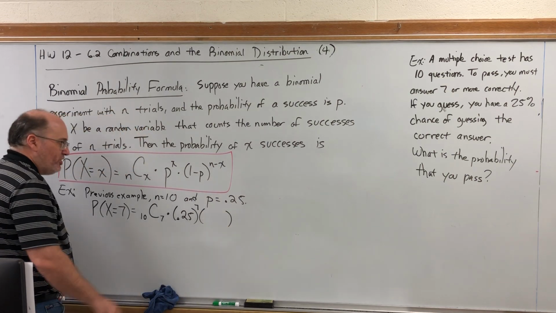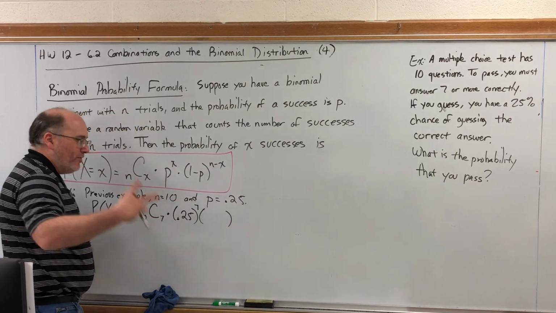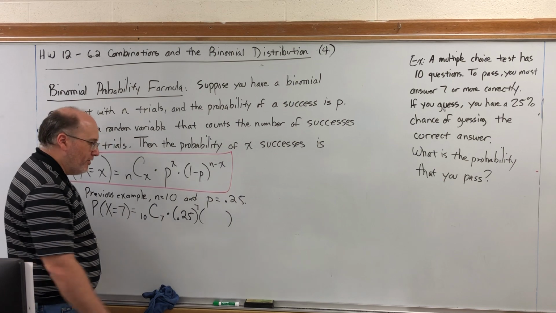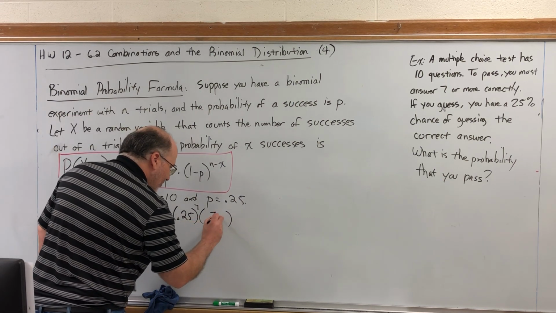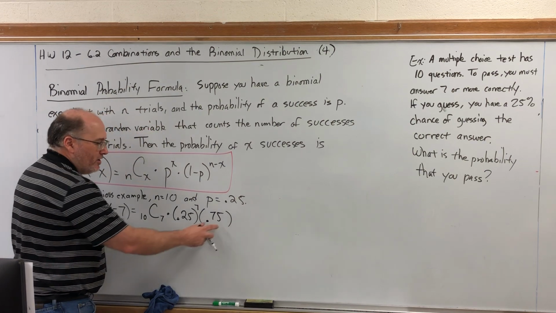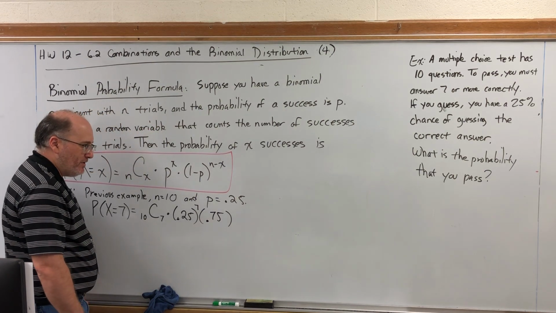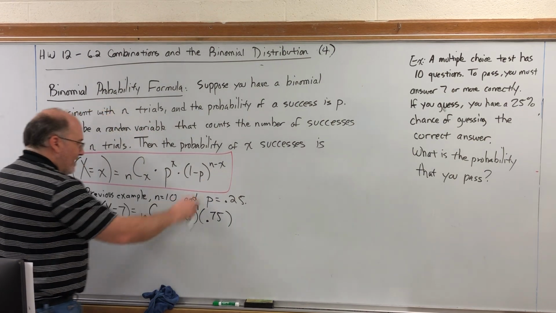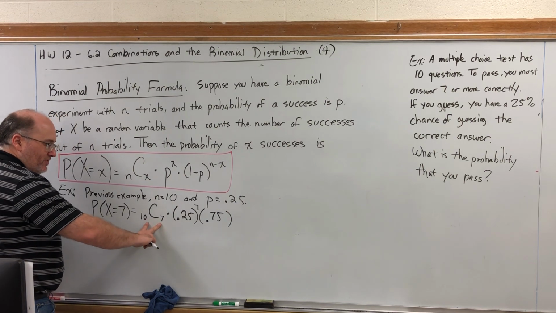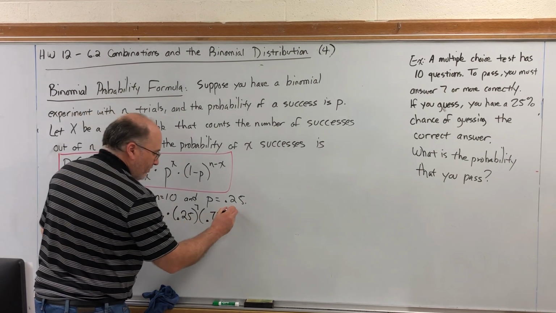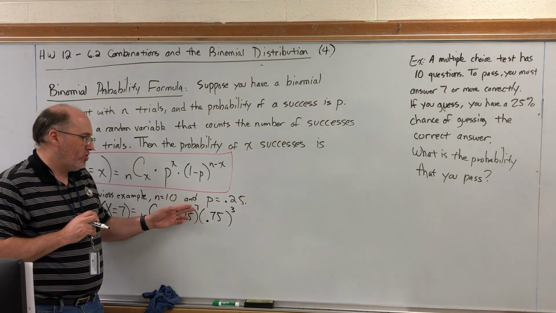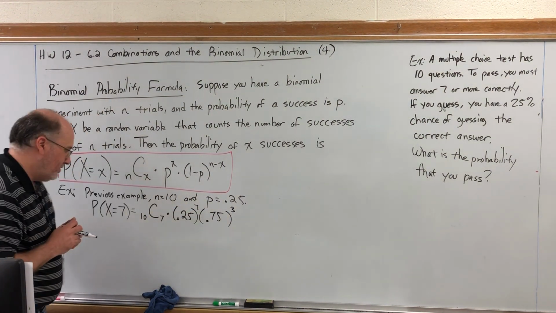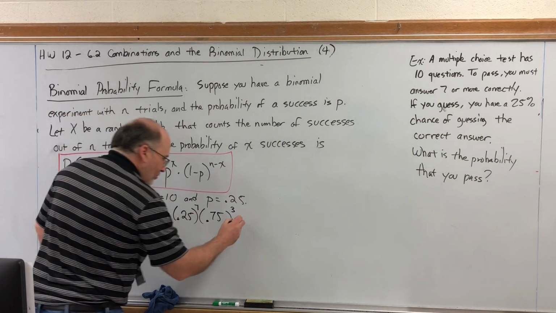And in parentheses, 1 minus p, or equivalently the probability of a failure. If there's a 25% chance that we guess correctly, then there's a 75% chance that we guess incorrectly. So 0.75 is 1 minus p. And the exponent is n minus x, which is just the difference of these two values. It's 3. But contextually, it's the number of failures. If we guess 7 correct, we guess 3 incorrect. And then we just get out a calculator and do the work.